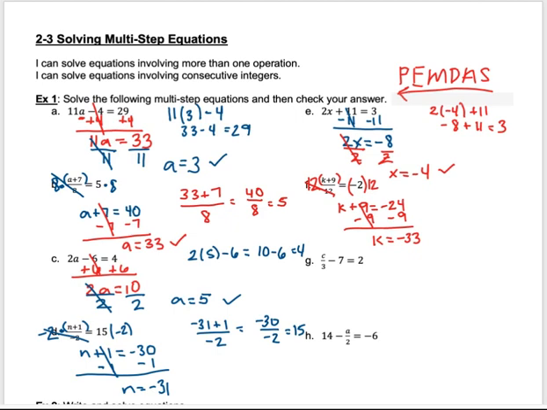So check your answer. Plug negative 33 back in. I get negative 33 plus 9 divided by 12 equals, negative 33 plus 9 is negative 24. Divided by 12, that is negative 2. So K equals negative 33. Okay, go ahead and try the last two on your own. So pause this video and try those.